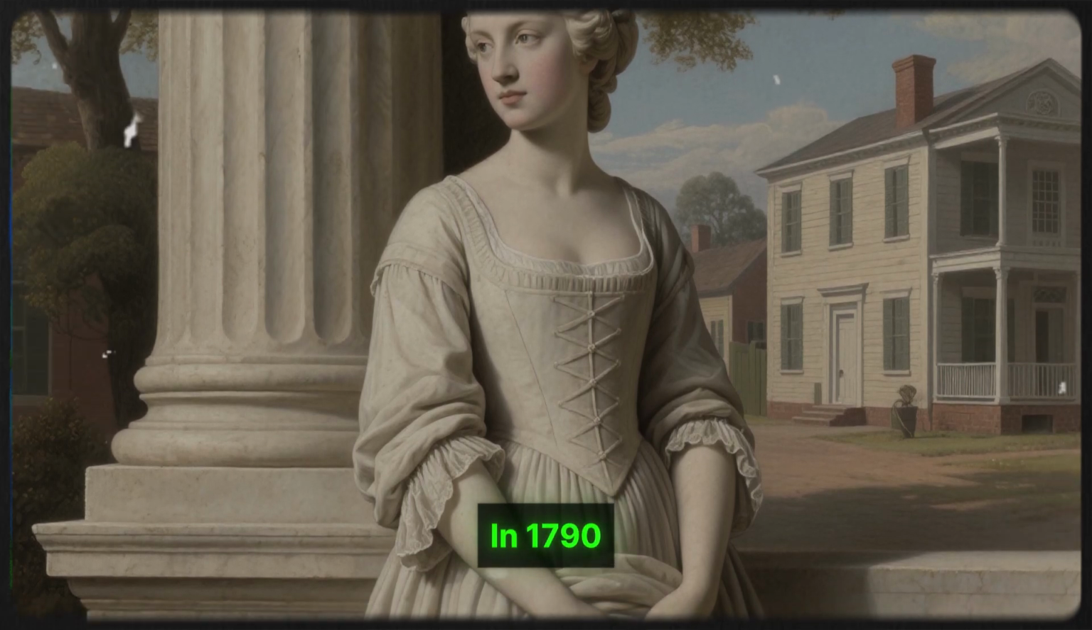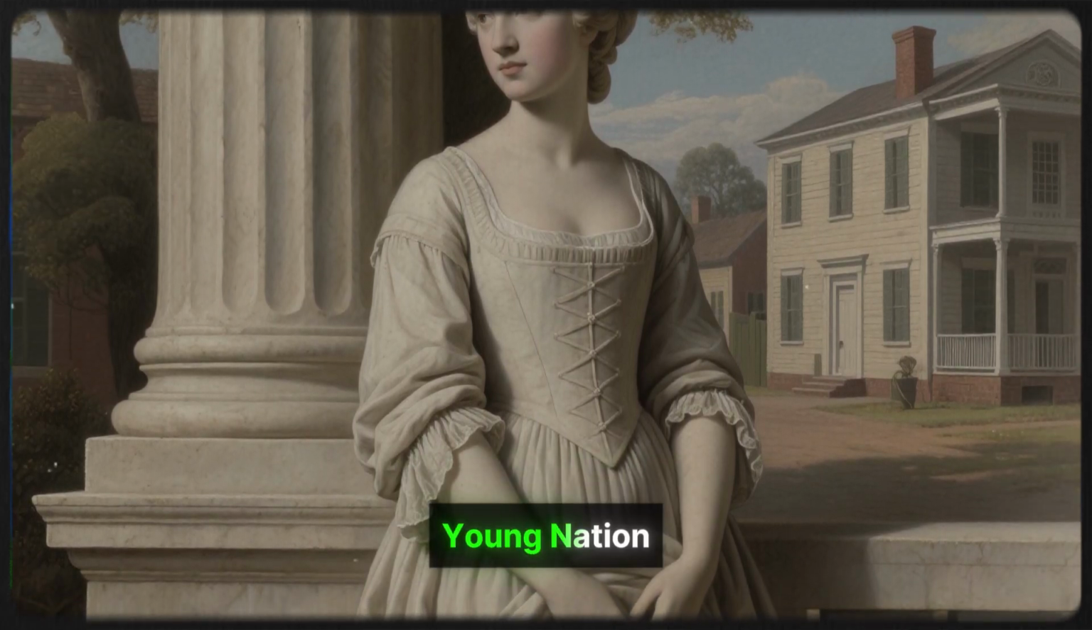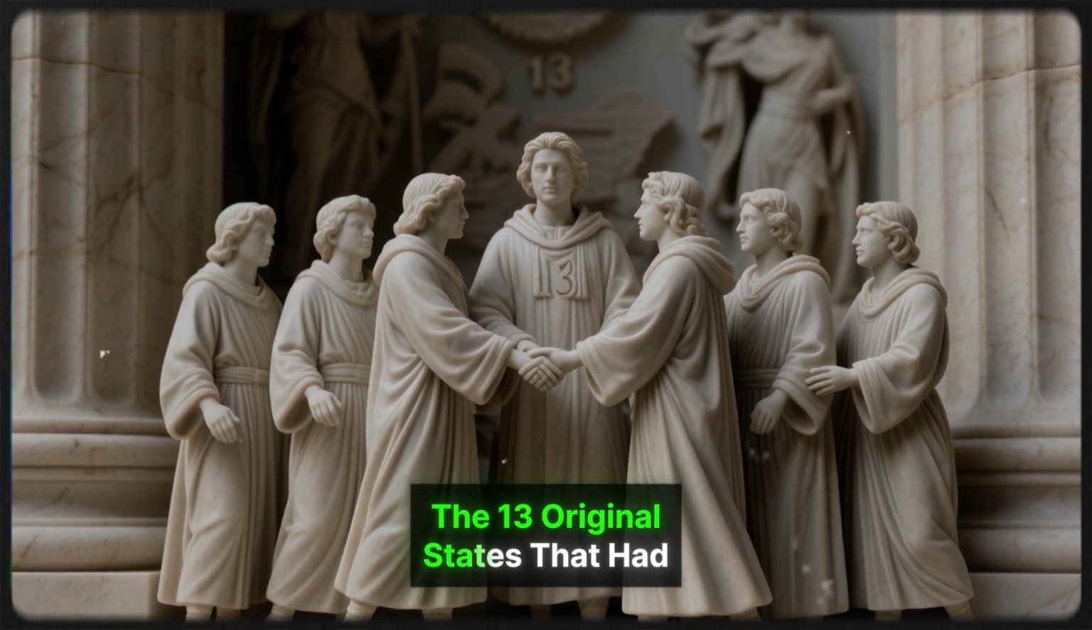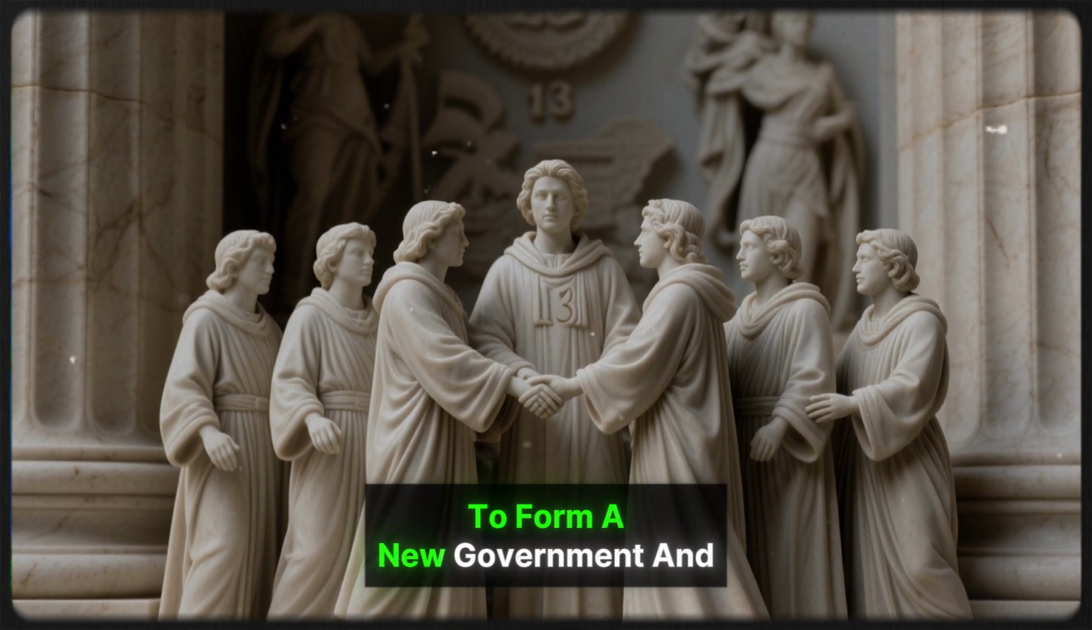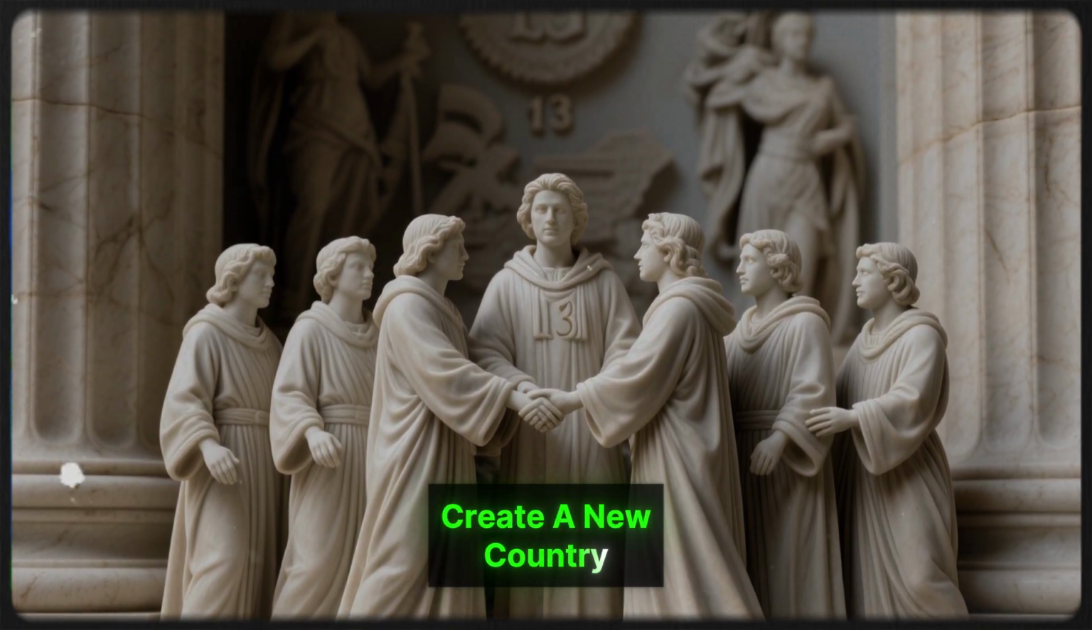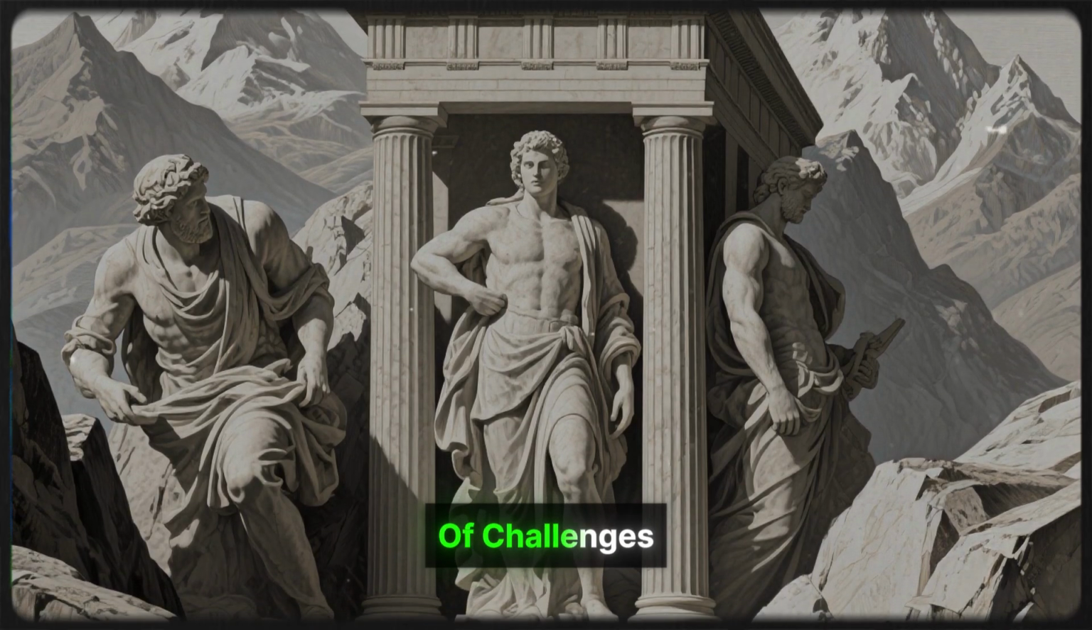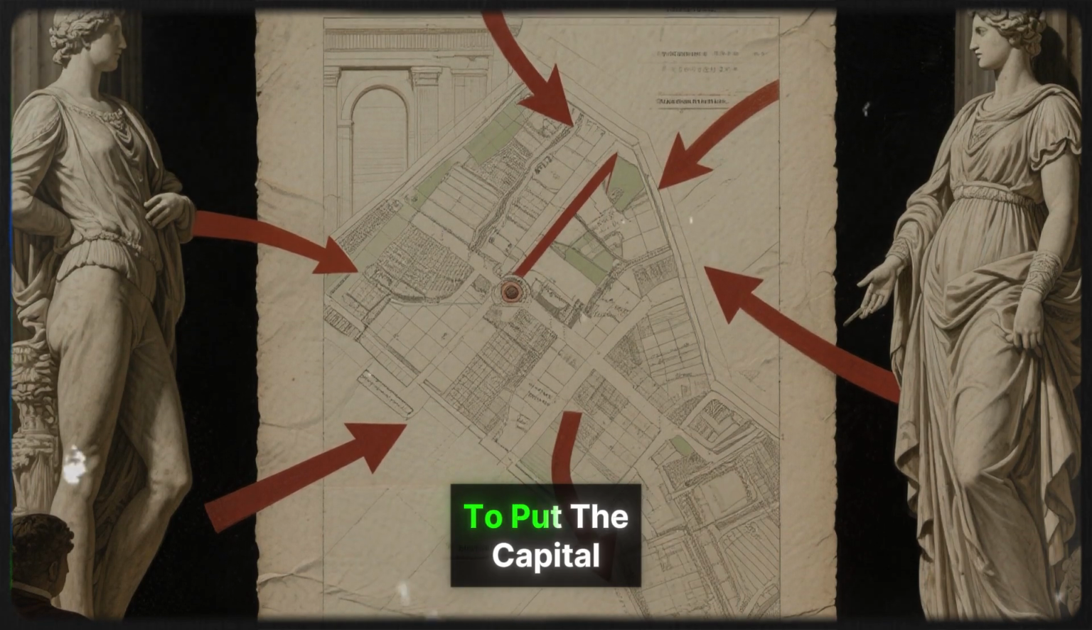In 1790, the United States was still a young nation. The 13 original states that had fought the Revolutionary War and won were now trying to form a new government and create a new country. And with that came a lot of challenges. One of those challenges was where to put the capital.